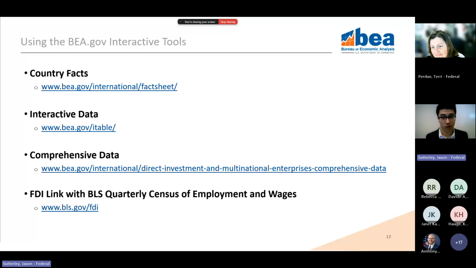The interactive data application, which we'll take a look at shortly, lets you build your own custom data tabulations and visualizations. The comprehensive data are a set of pre-formatted Microsoft Excel tables for each data series that are easy to download and review. And more information on the BLS BEA Foreign Direct Investment link can be found at the last link posted here.